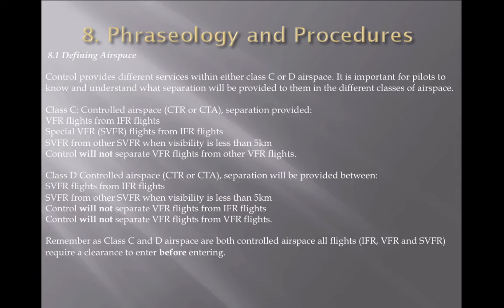Now in Class D, separation will be provided between special VFR and IFR, special VFR from other special VFR when visibility is less than 5K. Control will not separate VFR from IFR, and control will not separate VFR from VFR. Remember, as Class C and D airspace are both controlled airspaces, all flights, IFR, VFR and special VFR, require a clearance to enter before entering.